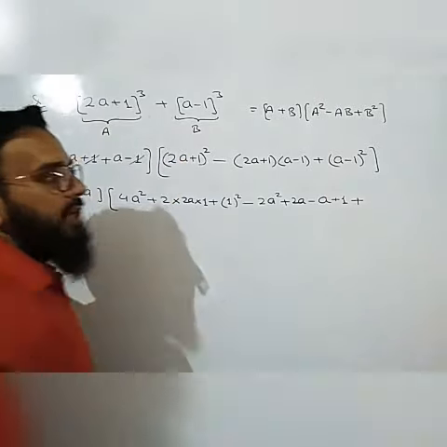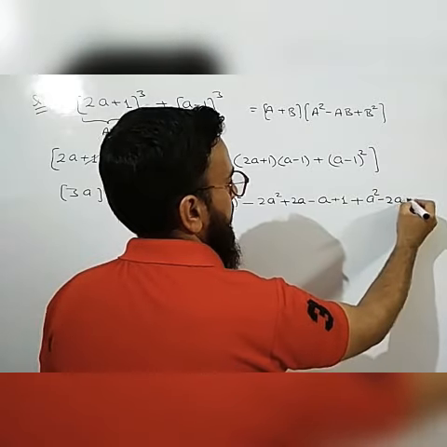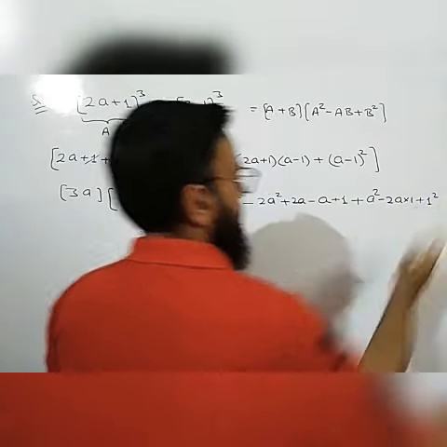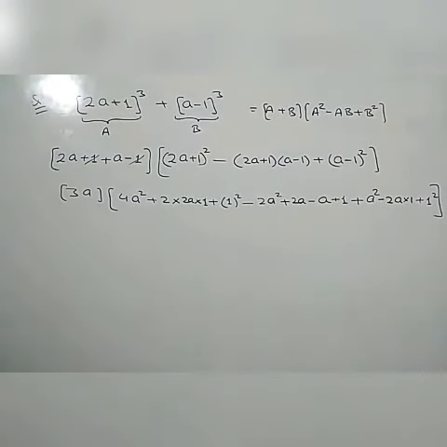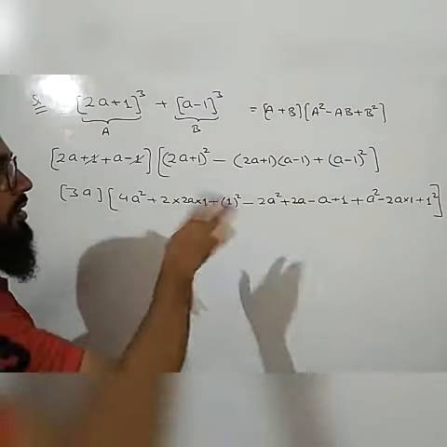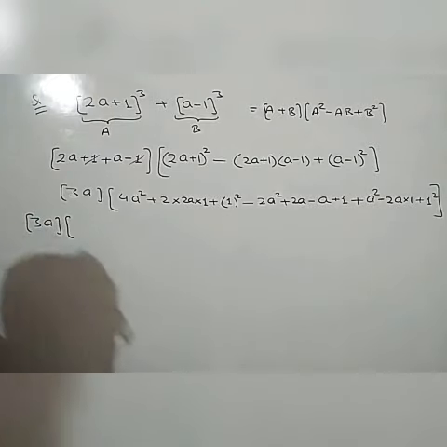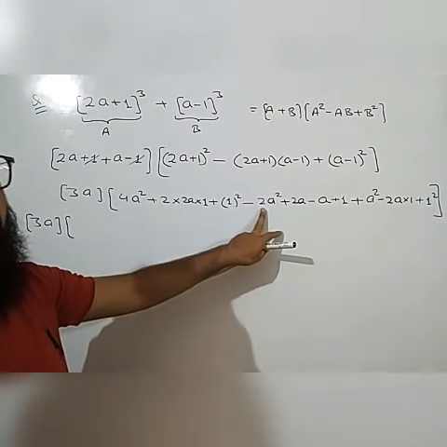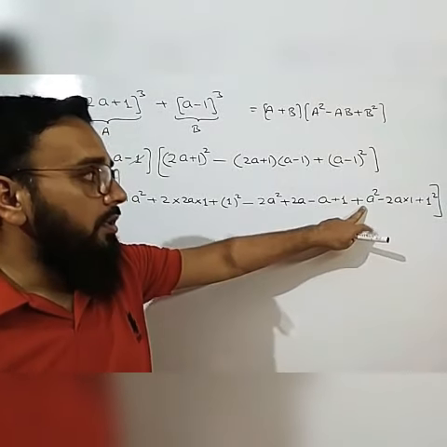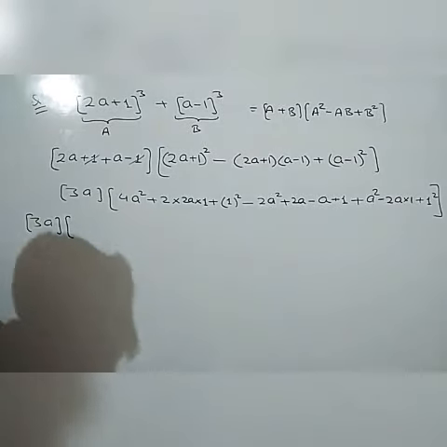Plus, again expanding this bracket, A minus 1 whole square, so it will be A square minus 2A into 1 plus 1 square. So we have expanded the whole of the second bracket. Now check the terms. If there is any term which is cancelling, then cancel that term and solve the remaining terms. So we will get 3A in the first bracket. Then in the second bracket it is 4A square minus 2A square, that will be 2A square plus A square. So it will be 3A square. Okay. So we will get 3A square.